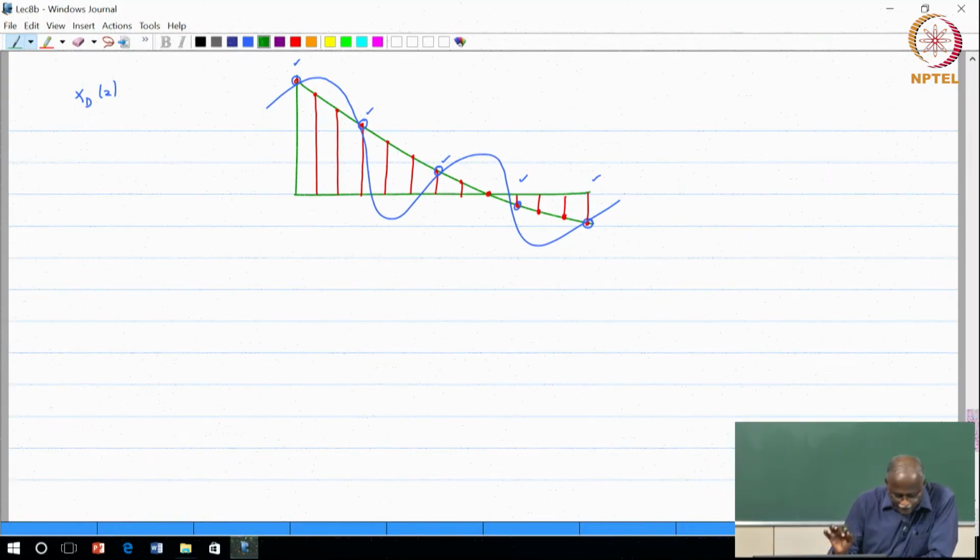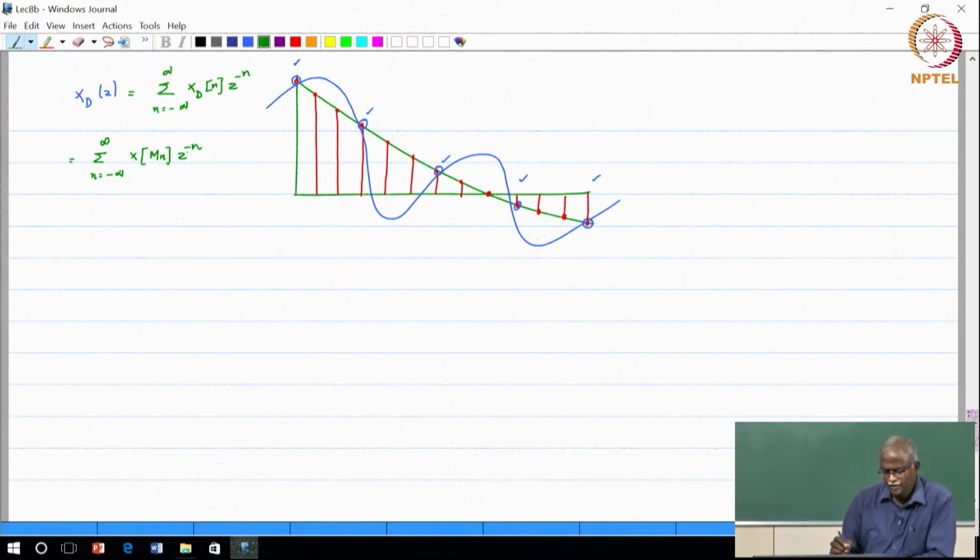So, with this in mind, I would like to now write down Xd(z) is the summation n equal to minus infinity to infinity of xd[n] z^(-n). Basically the standard Z-transform representation. So, this is the summation n equal to minus infinity to infinity of x[Mn] z^(-n). I have just substituted the expression for the time scaling in the discrete time.